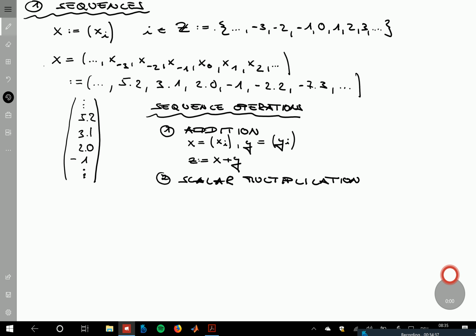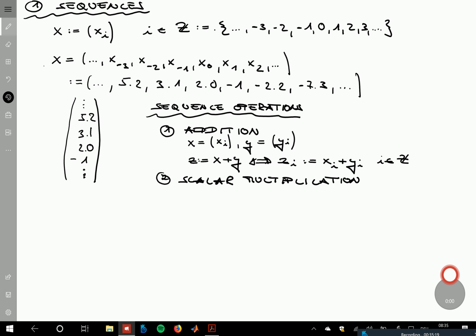But what we are concerned with is always that we have two sequences of the same kind, so either two finite sequences or two infinite sequences, and then we add them. And then the question is, of course, what the elements of the resulting sequence, the Zi, are. The operation we define here is element-wise. So the ith element of Z is given by the sum of the ith element of the sequence X and the ith element of the sequence Y.